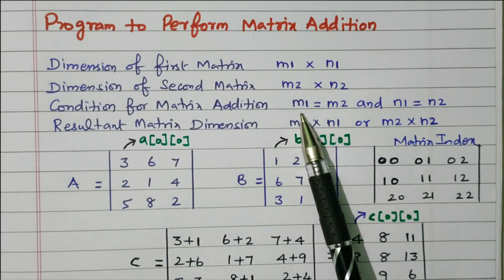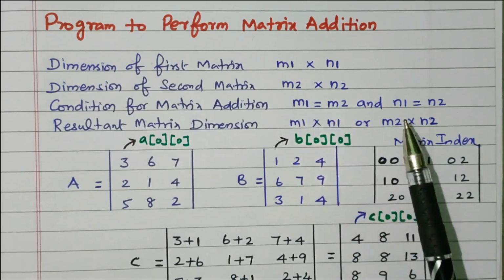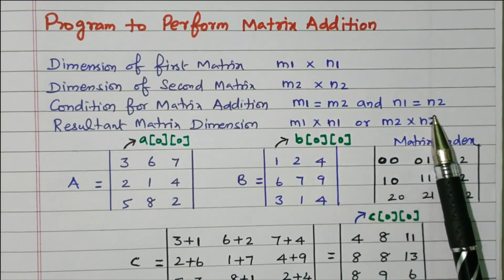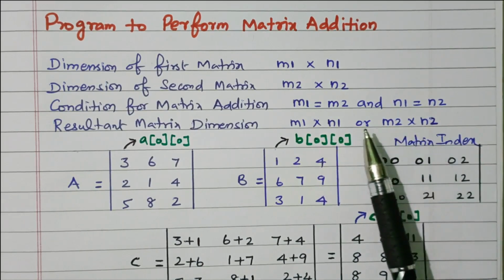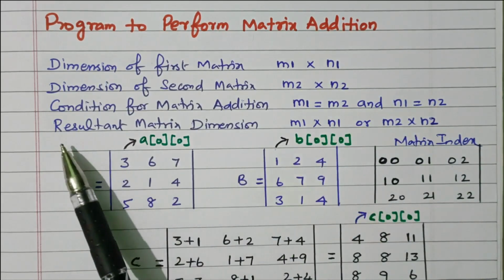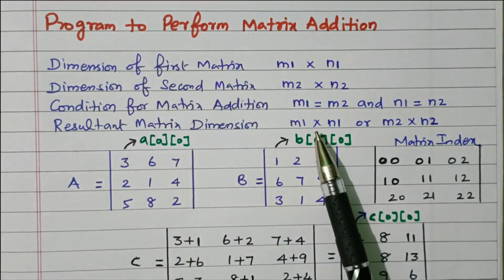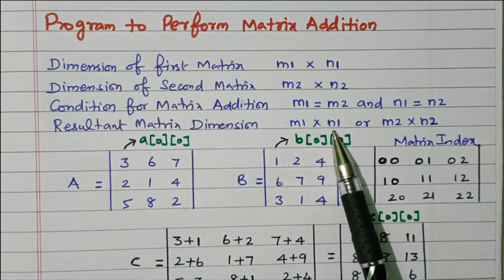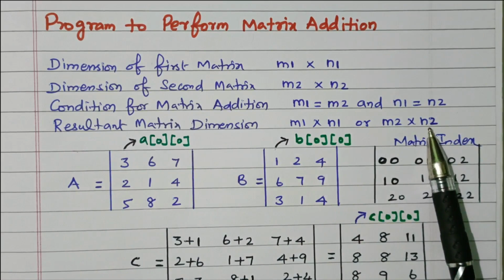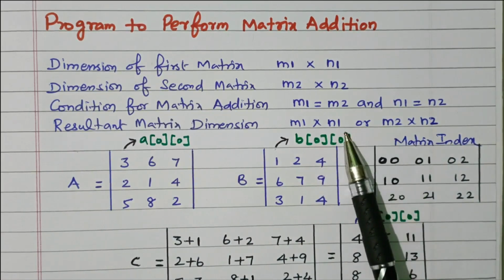Number of rows in the first matrix and second matrix should be equal. Number of columns in the first matrix and second matrix should be equal. So while adding, what is the dimension of the resultant matrix? It may be m1 into n1 or m2 into n2, because m1 and m2 are equal. Right?